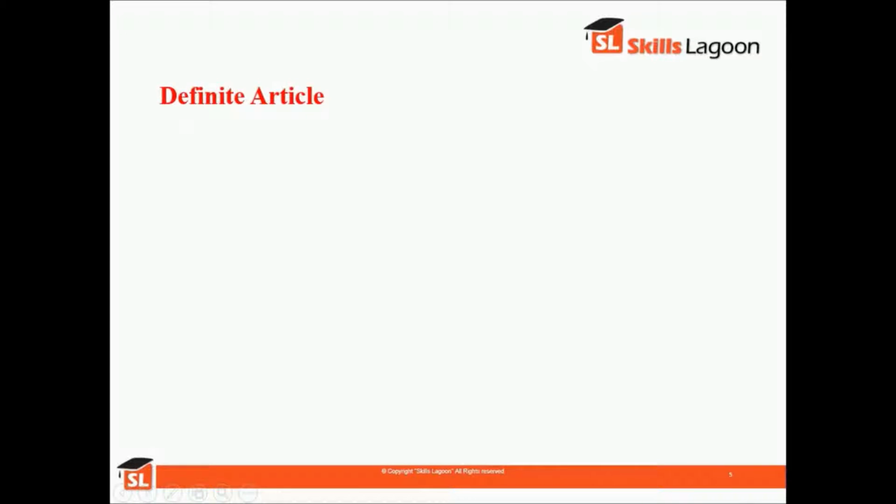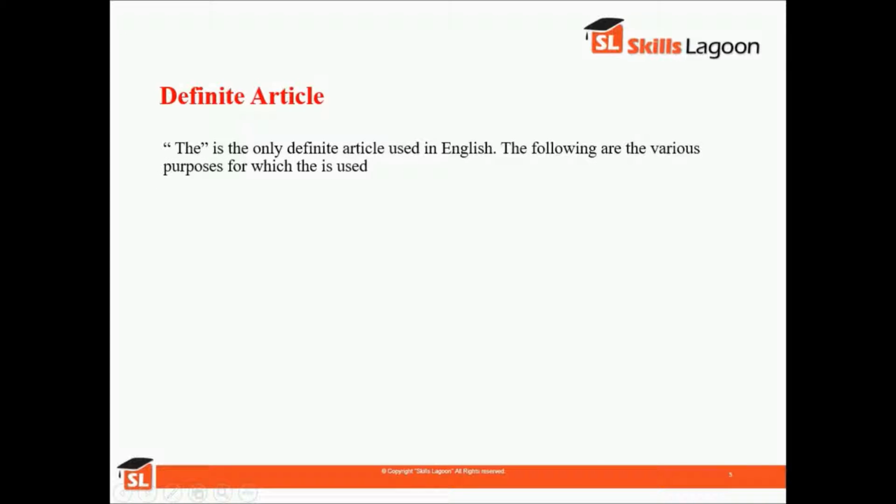So the first is definite article. So the is the only definite article used in English. The following are the various purposes for which the is used. First of all, when we refer to something which has already been mentioned.